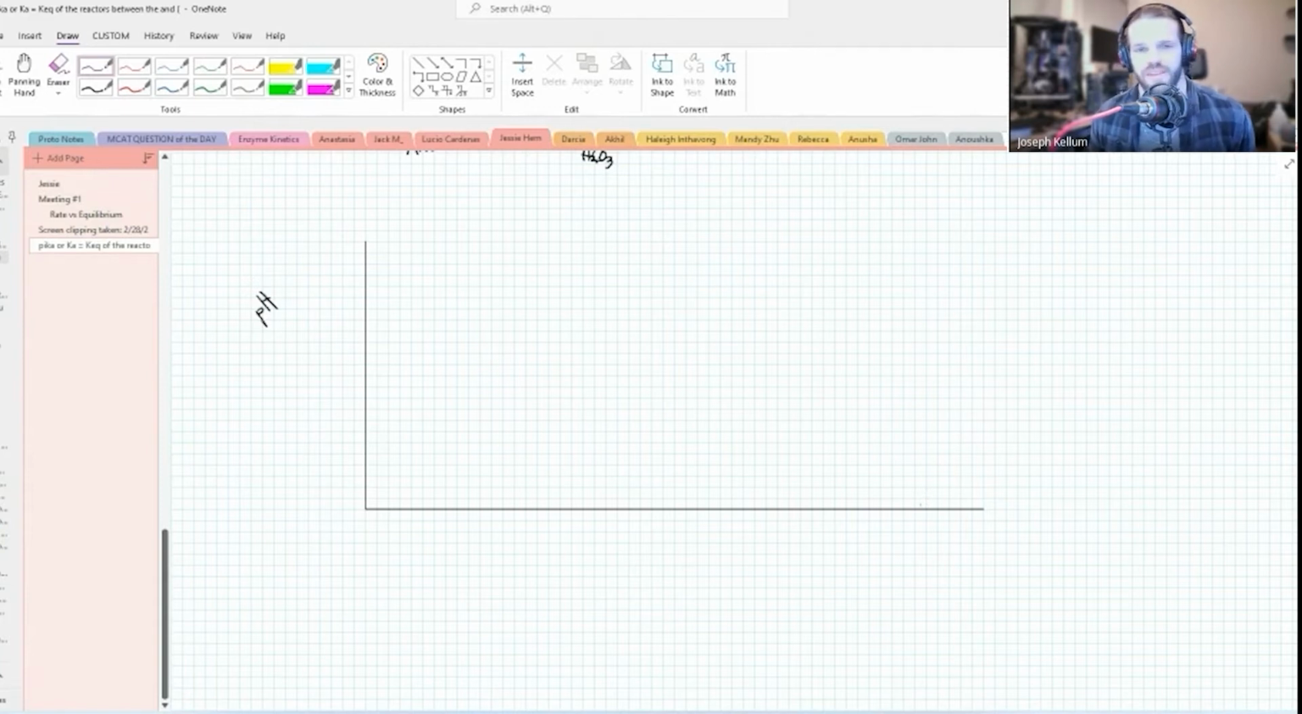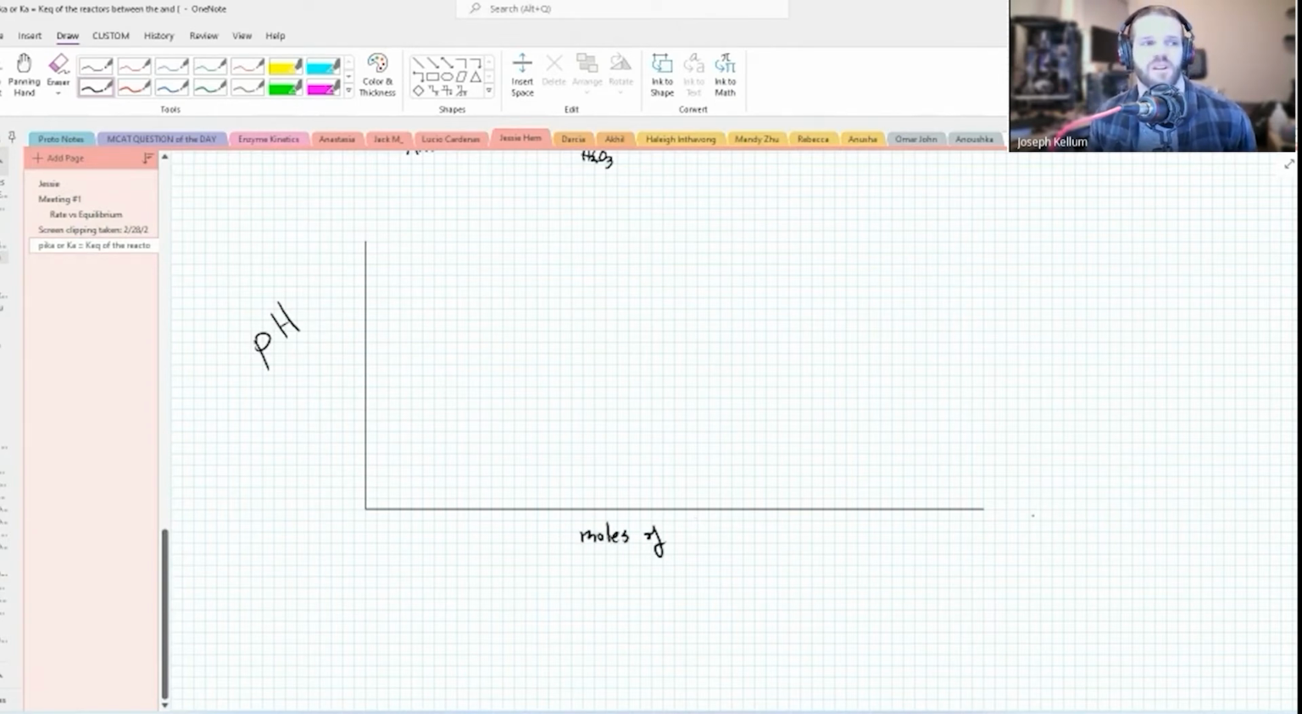Well, for any graph on the MCAT or in the world, you really want to know what the axes are. Otherwise, you're just not going to get anything out of it. So for these titrations, you're going to have pH on your y-axis, and on your x-axis, you're going to have moles of either acid or base added.